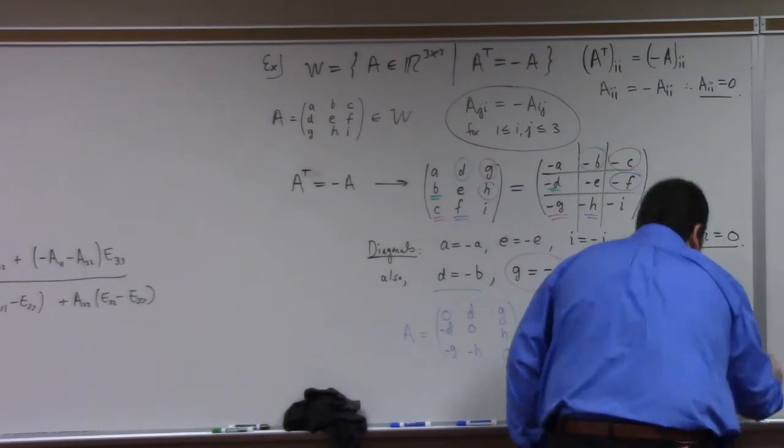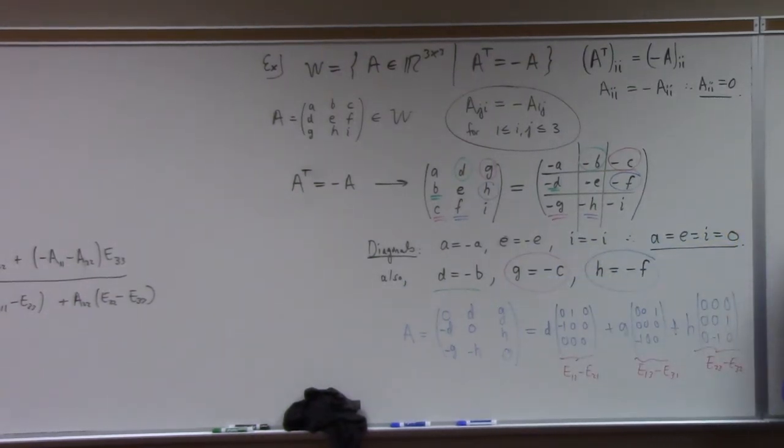So the basis beta here is, again, E12 minus E21, E13 minus E31, E23 minus E32. And we can also read from this calculation that the coordinate vector of A with respect to this beta basis is what? D, G, H, right? How would you prove that beta is linearly independent here?